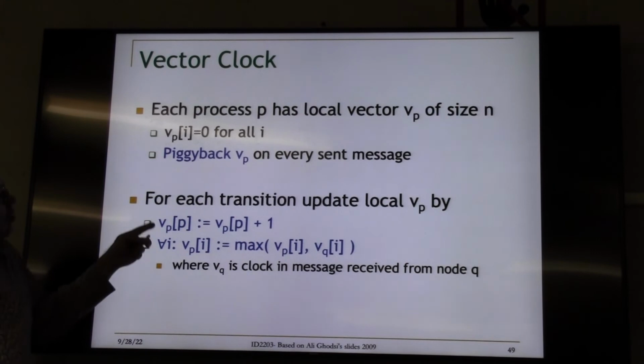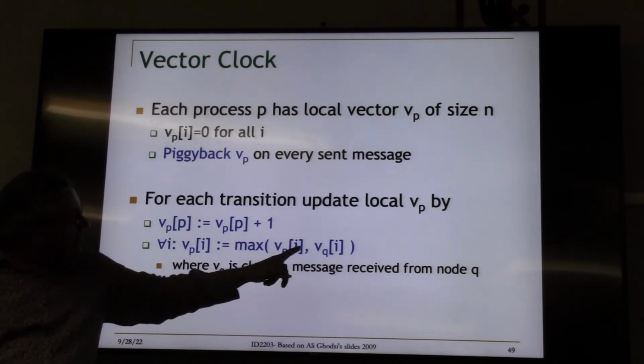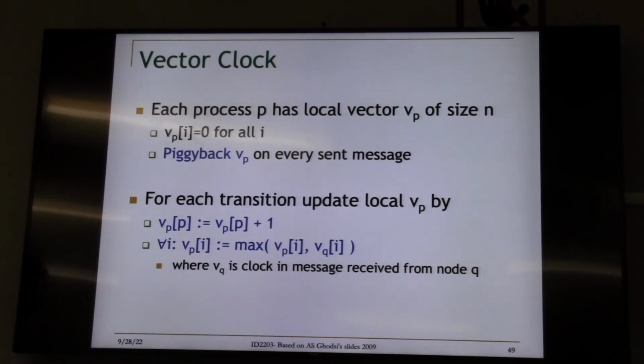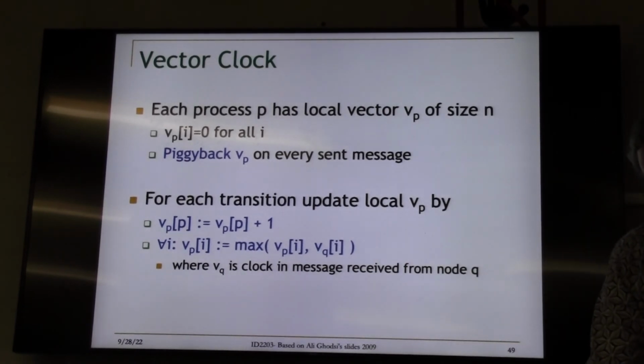And I also have to piggyback. And when I receive a message, I do the maximum for each element. So the vector is telling me something about all the nodes. It's not just one number, okay?